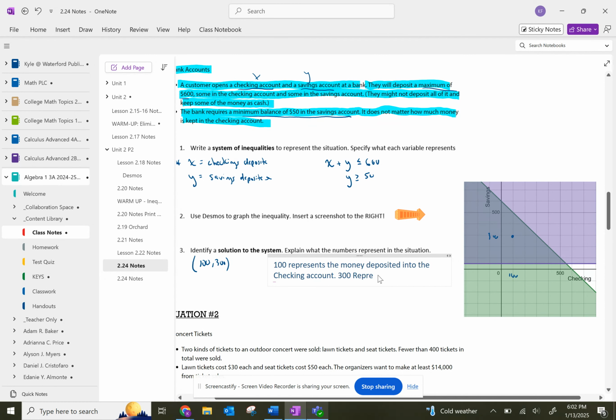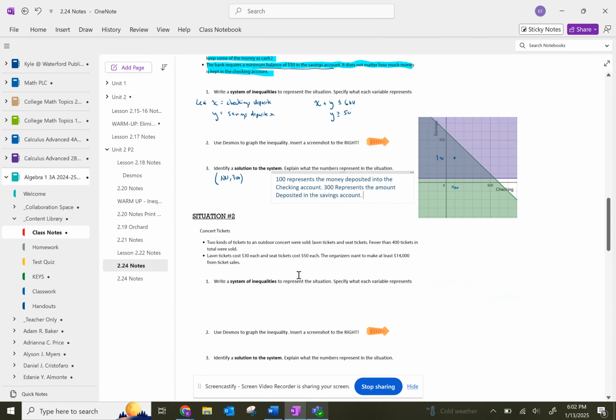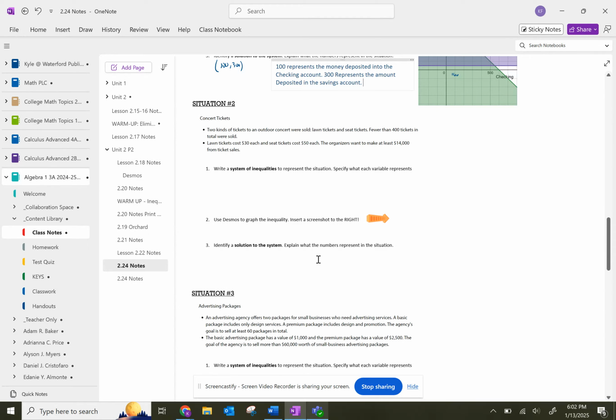$300 represents the amount deposited in the savings account. And they are a solution to this system of equations because we see that it's in that solution region, that shaded region. All right? And that's all that we're really doing with these inequalities here.